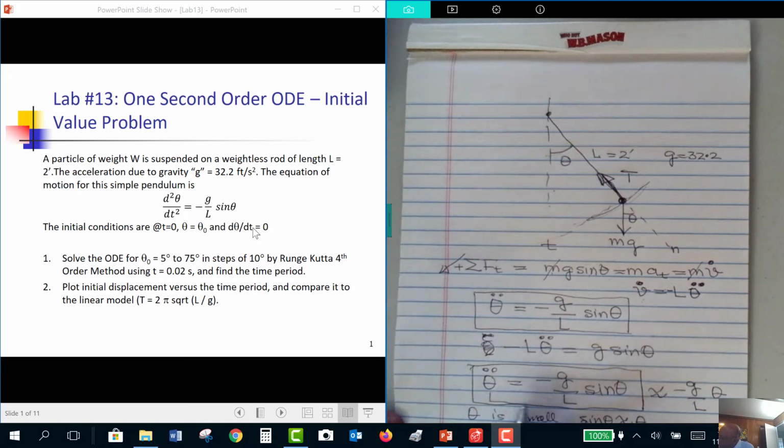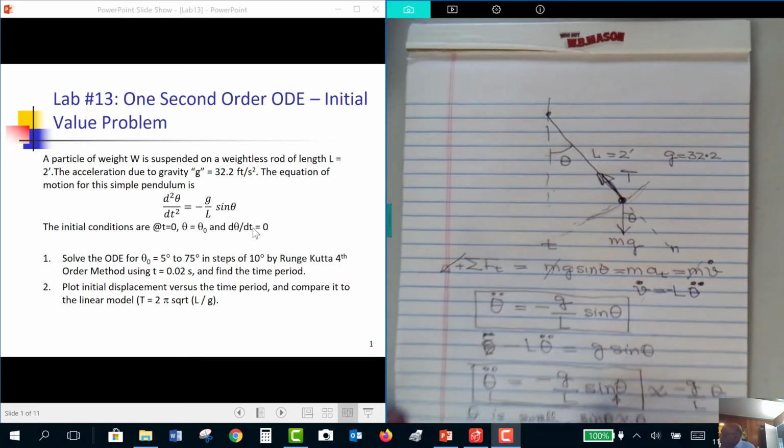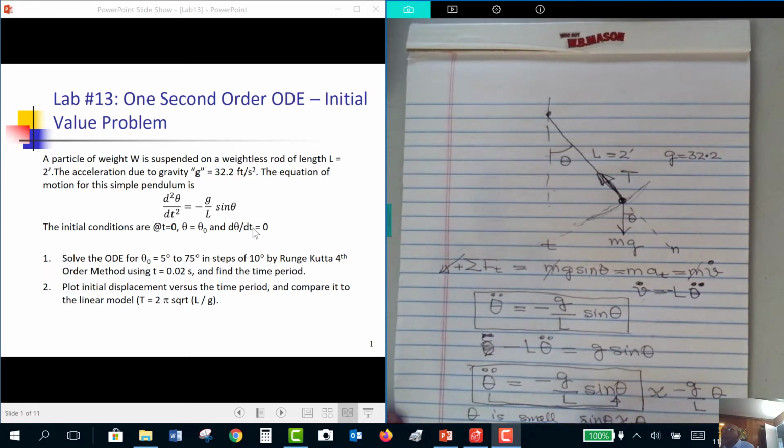So notice as we derived our equation, theta double dot was non-linear in theta because we have sine theta on the right hand side. So we will really be solving a non-linear differential equation. However, if we make the approximation that our theta is small, then this equation becomes linear because now you can see theta double dot is proportional to theta. It is linear with respect to theta. Now, if we make this approximation, then we can solve for the time period, and the time period for linear case is 2 pi times square root of length over g.